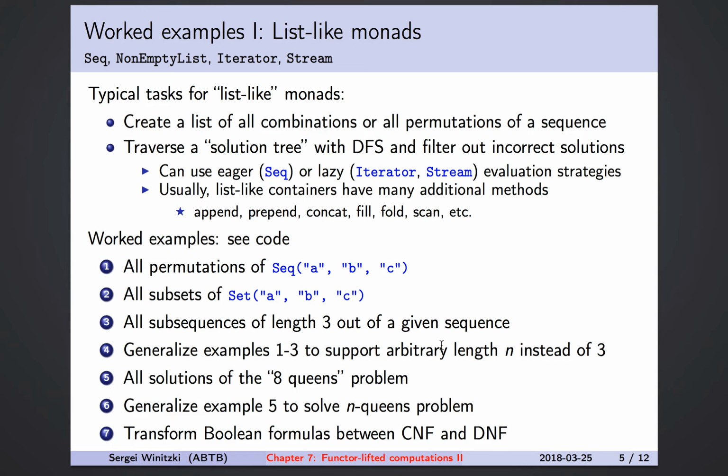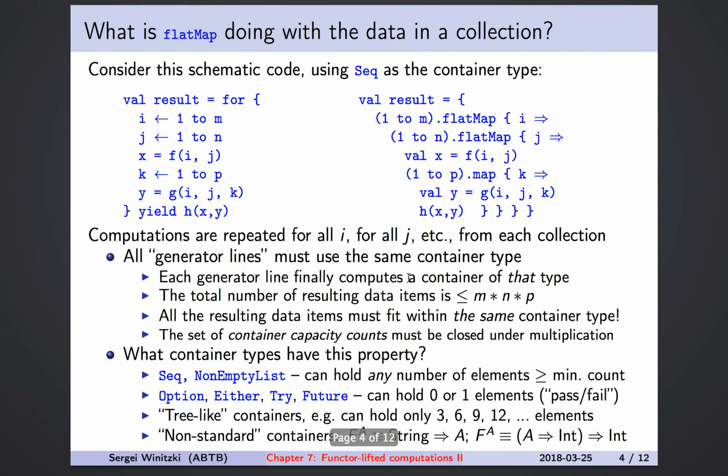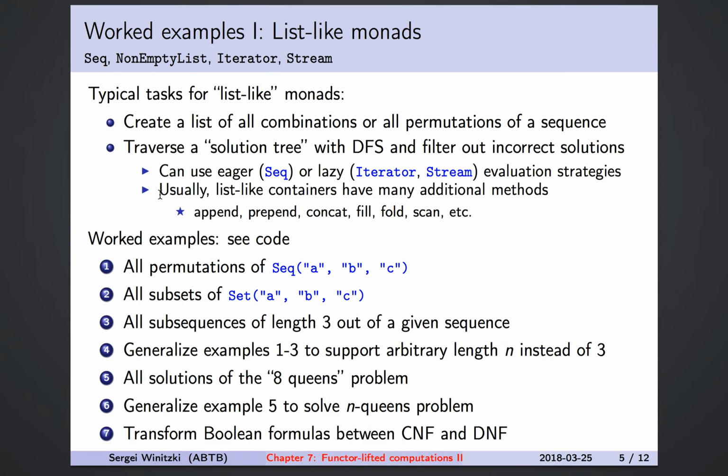So what are the typical tasks that list-like monads perform? Typical is make a list of combinations or permutations, go over these, filter out what you want, and get a list of results. So that's a typical computation of this kind. Another situation is that if you have some problem that has many possible solutions, you organize these solutions in a solution tree, and you traverse this tree with, say, a recursive depth first search, and then you again filter out solutions that are incorrect, and then you get your resulting solutions.